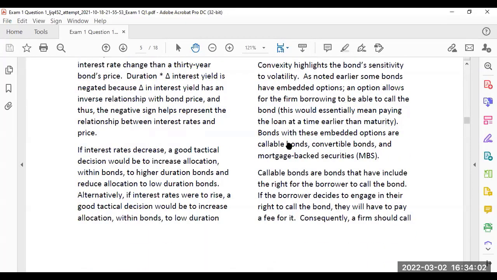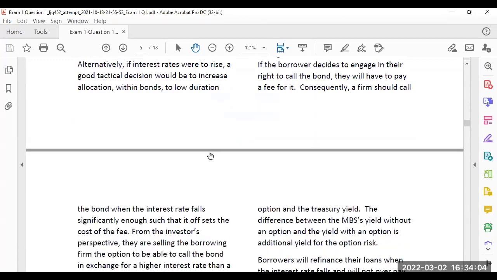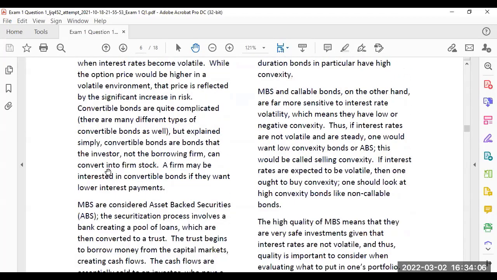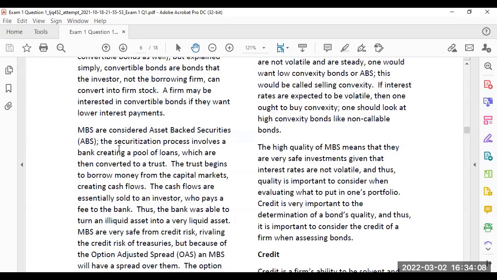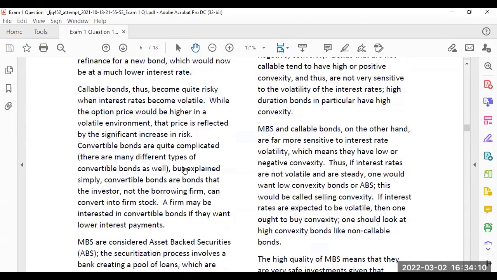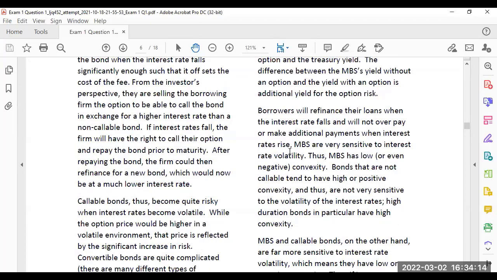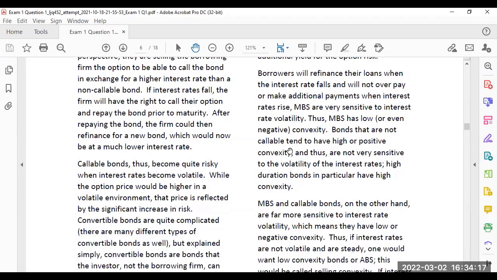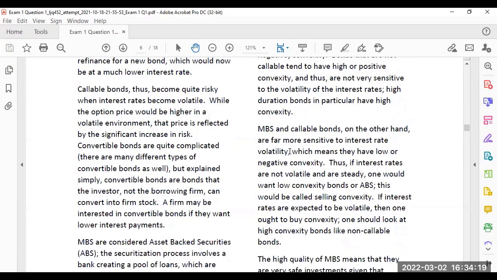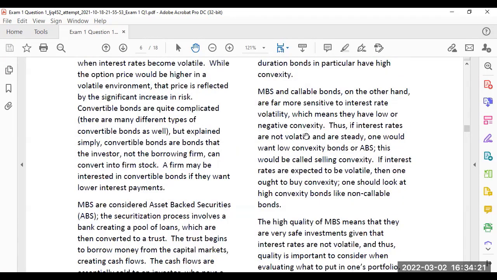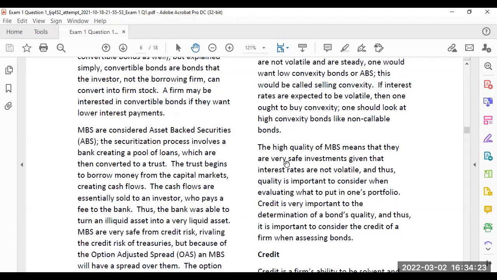Some bonds have embedded options, callable bonds or putable bonds. He goes into that in detail. Mortgage-backed securities. He talks about the actual negative convexity and what that means because of refinancing. They're far more sensitive to interest rate volatility. They have negative convexity.